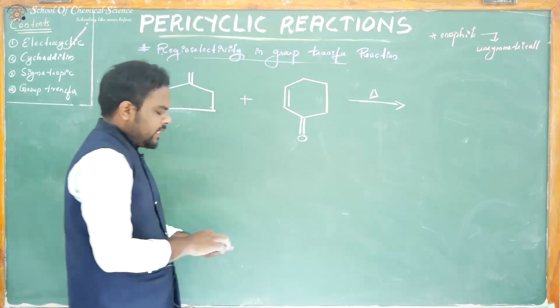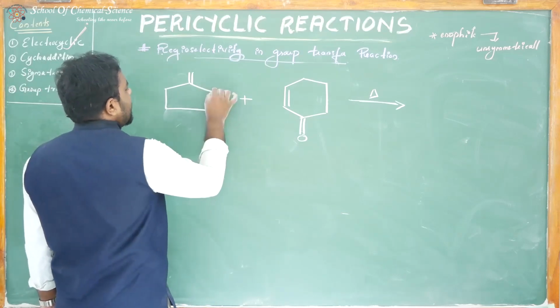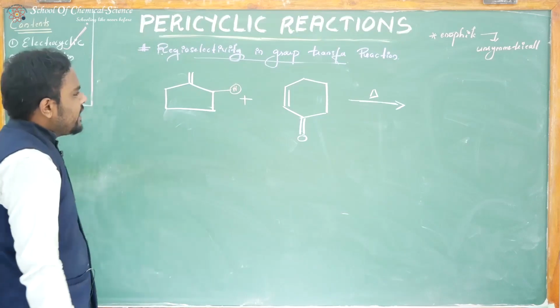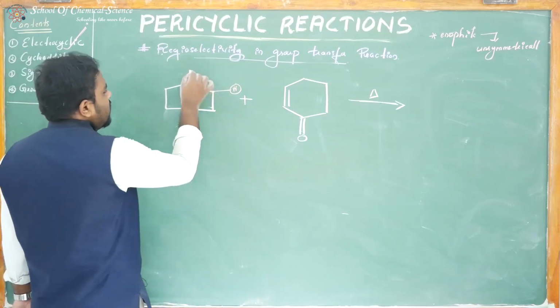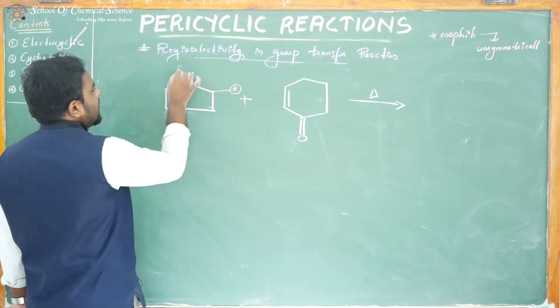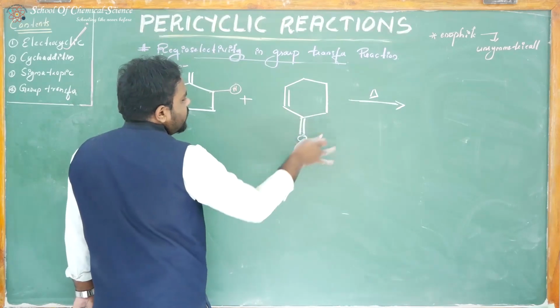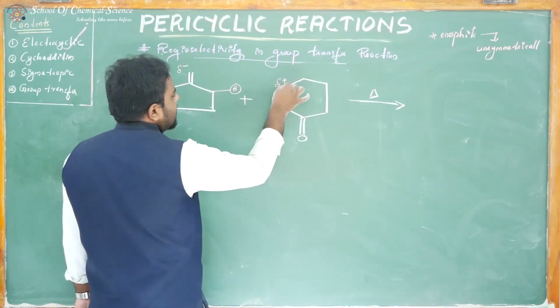Under thermal condition, what will be the reaction? Here an allylic carbon is present. This is the allylic carbon, and that allylic carbon contains a hydrogen. So an allylic system plus an enophile. Due to this hydrogen, there is negative density at this carbon, and due to the withdrawing group C double bond O, a positive charge at this carbon.